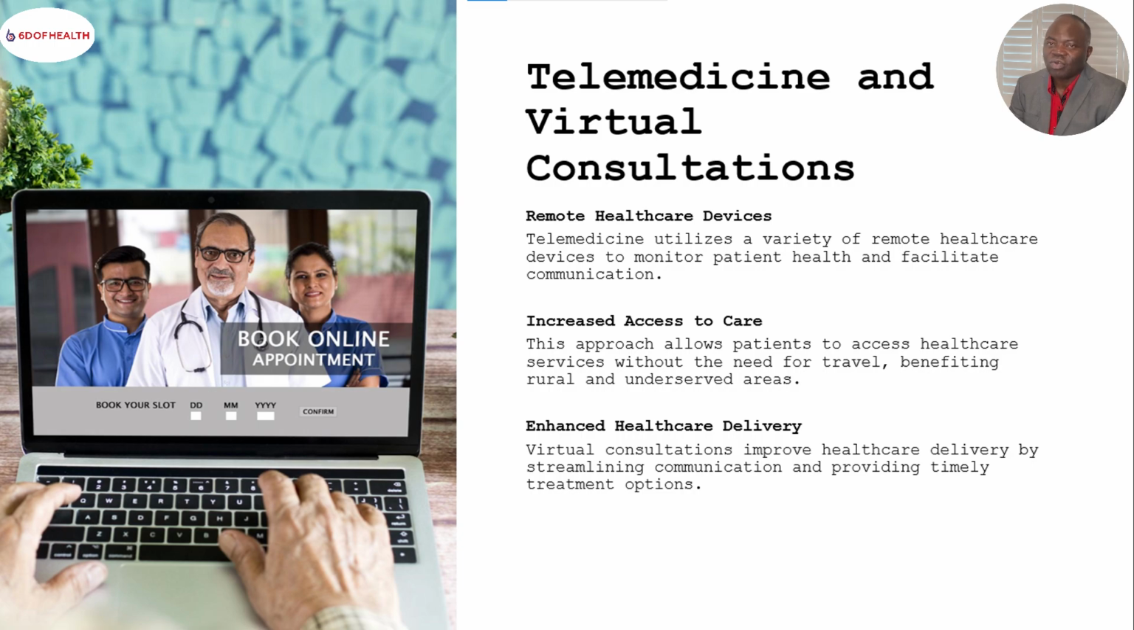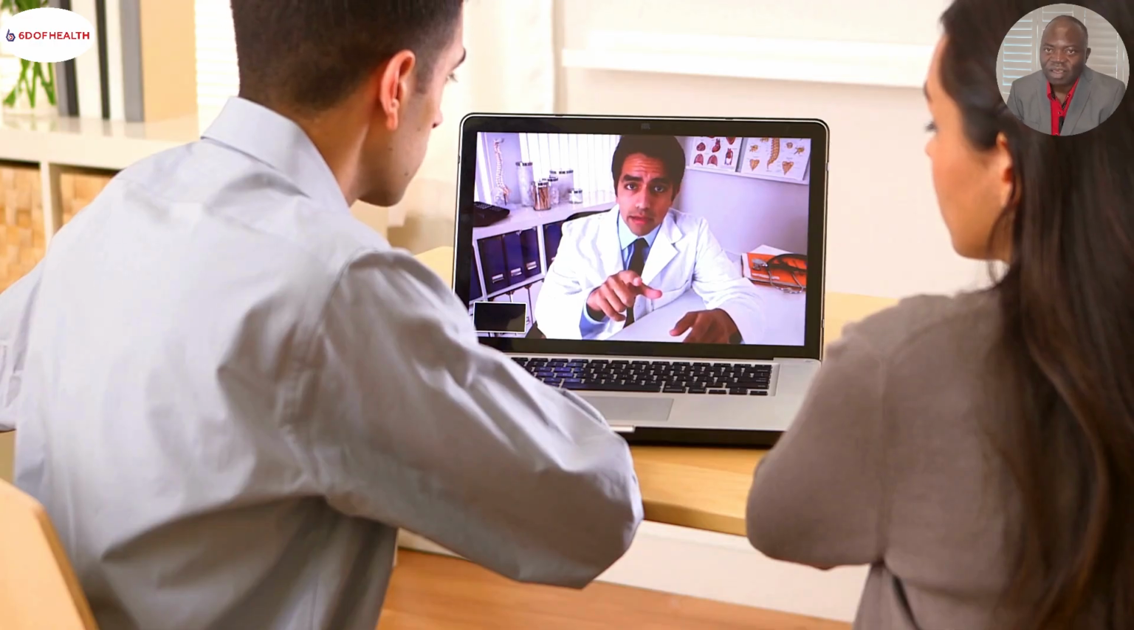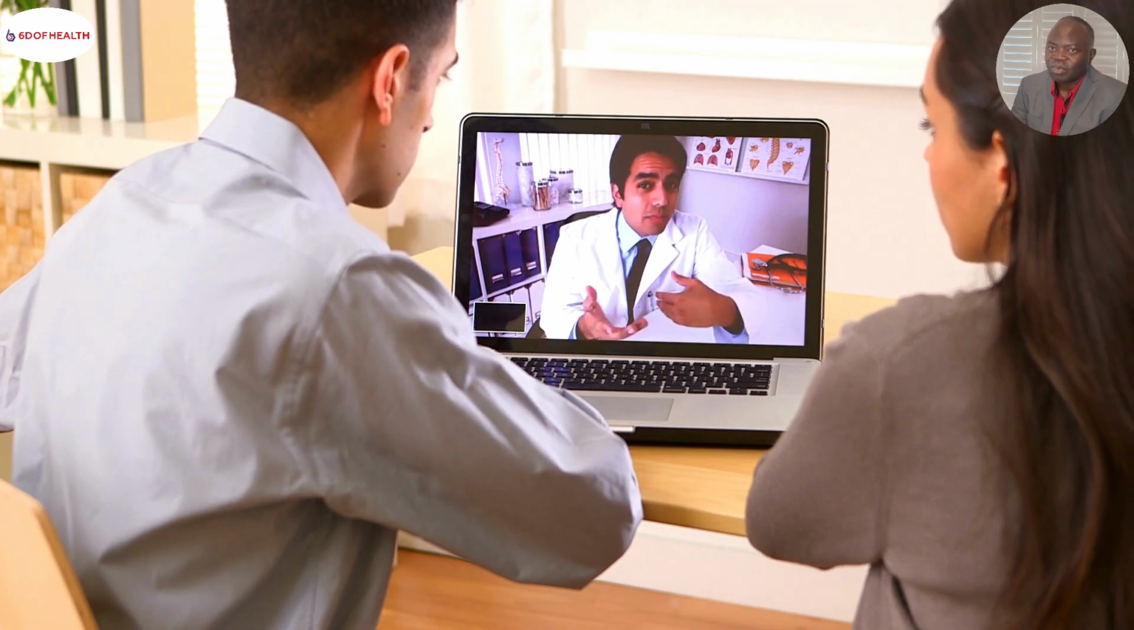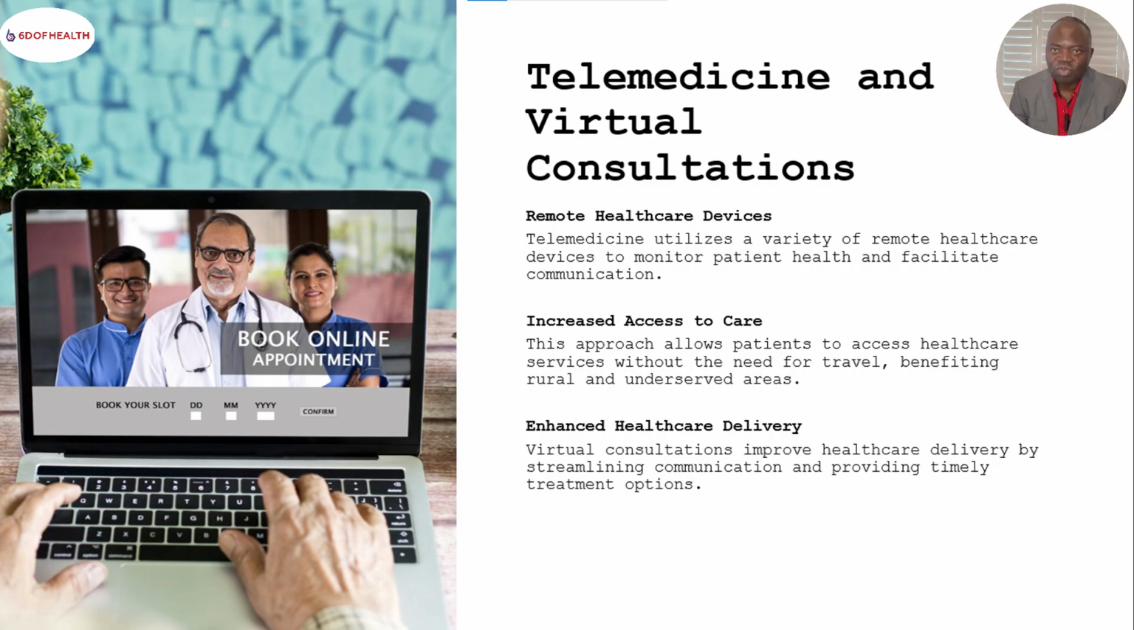Telemedicine and virtual consultation have emerged in the last few years, especially after COVID-19. We are now adopting virtual consultation through platforms, for example Zoom. This allows remote healthcare devices to be used to monitor patient health and facilitate communication, and also increases access to care.